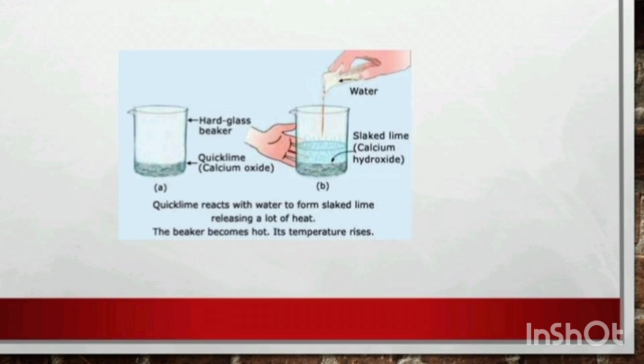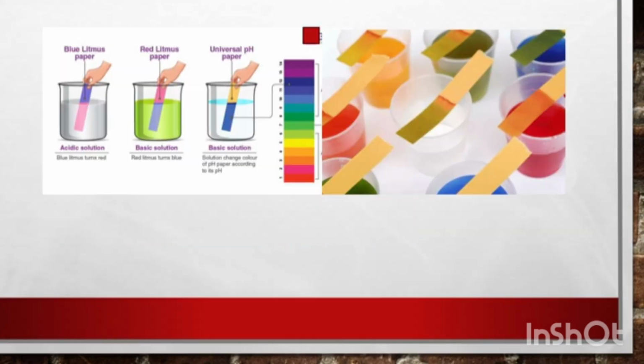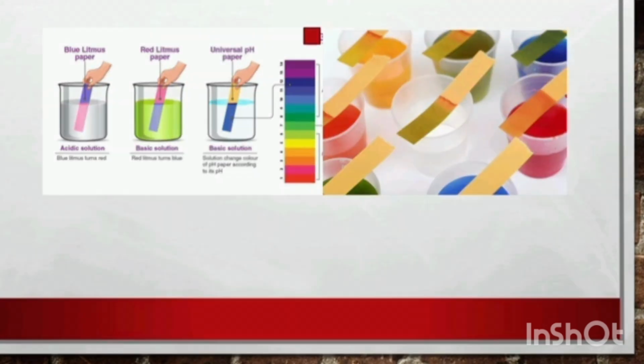The reason is that calcium oxide is reacting with water, which results in the liberation of heat energy. When there is a liberation of heat energy, you feel the beaker is hot. Calcium oxide is completely dissolving in water and produces a colorless solution. Now when you test the nature of the solution with litmus paper, red litmus paper turns blue when dipped in the solution. Blue litmus paper doesn't change its color, hence the solution is basic in nature.